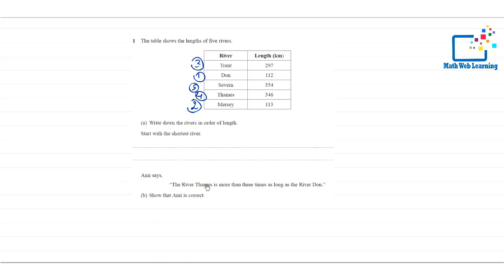Amy says the River Thames is more than 3 times as long as the River Don. Show that Amy is correct. So the Thames River is 346. The Don River is 112. So if you do 112 times 3, you got 336. It is less than 346. So yes, she is correct. We have shown. Next question is question 2.